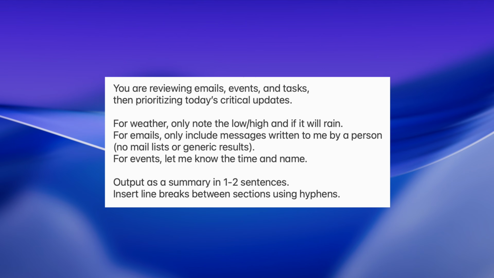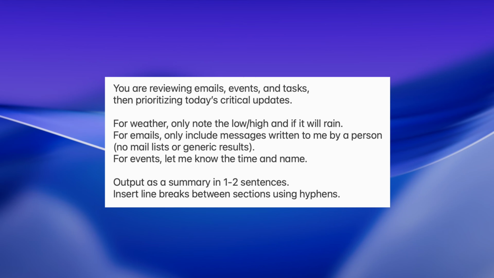Let's take a quick look at the actual prompt that we'll use to process the information from our apps. You are reviewing emails, events, and tasks, then prioritizing today's critical updates. So if you change what apps you check before you send this to your AI, make sure you change the intro of the prompt as well.